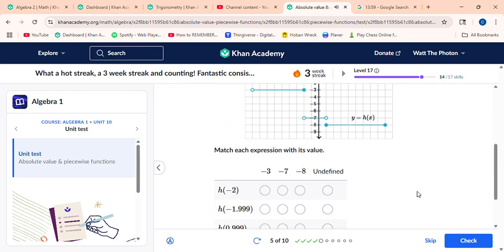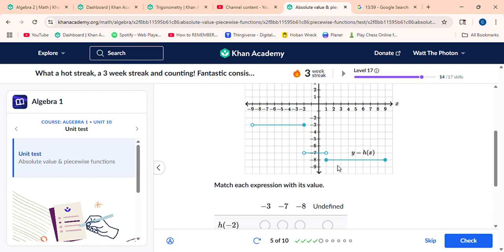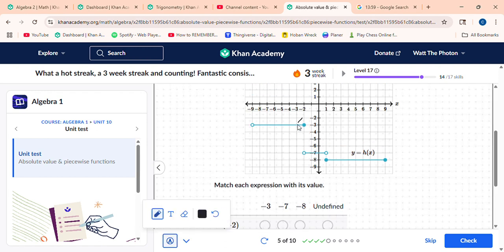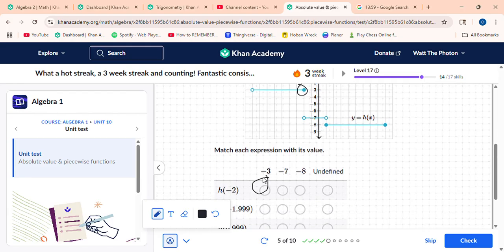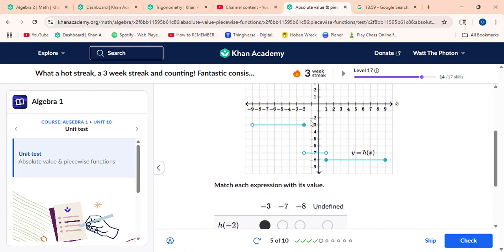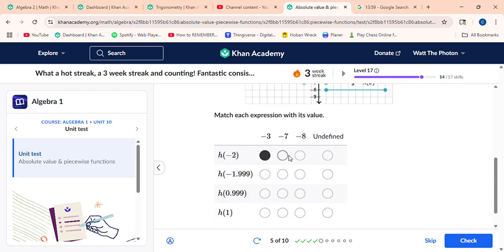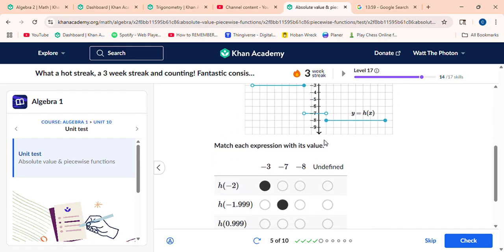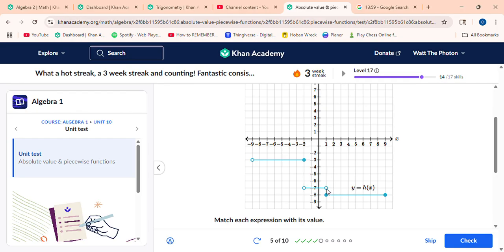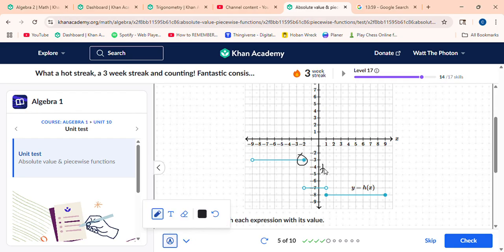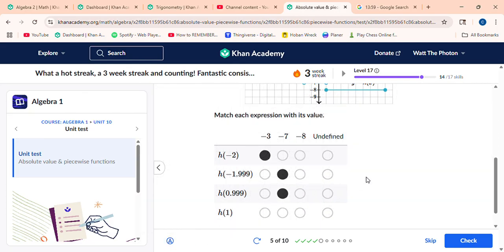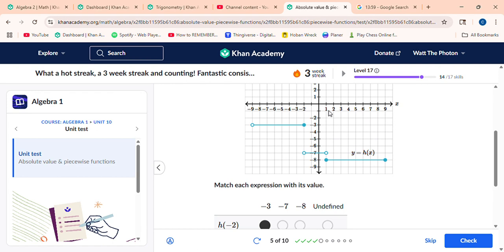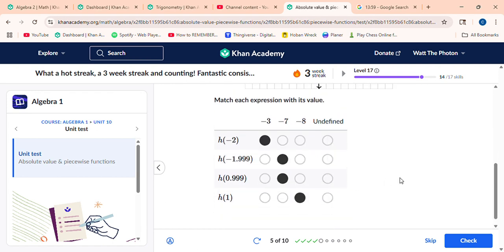Match the expression with its value. So we have h of negative 2, that's right here, which is equal to 3. We have h of negative 1.99, that's equal to negative 7. H of 0.999, that's like 0 plus, coming from this side. From here, so that is negative 7. And h of 1, that is equal to negative 8.